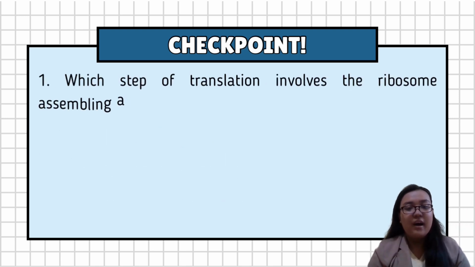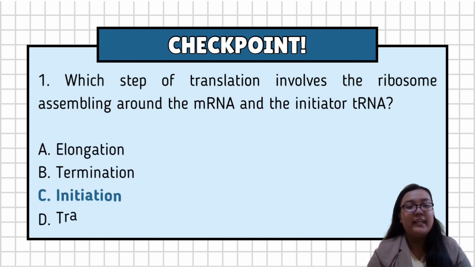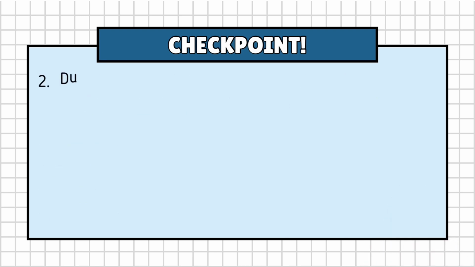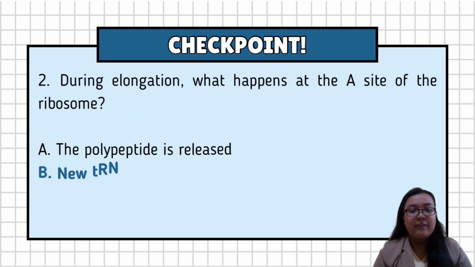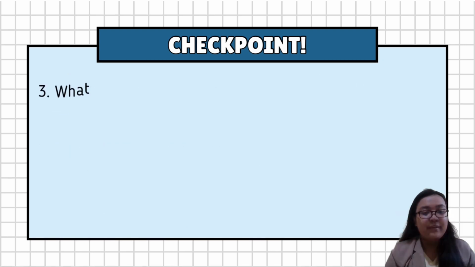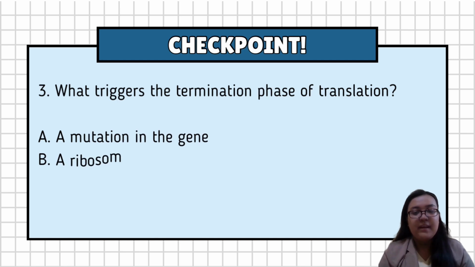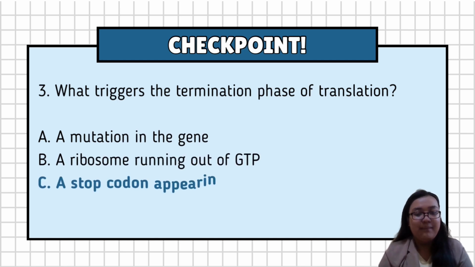So the correct answers are, for number 1, which step of translation involves the ribosome assembling around the mRNA and the initiator tRNA? The answer is C. Initiation. For number 2, during elongation, what happens at the A site of the ribosome? The answer would be B. New tRNA with an amino acid enters. And lastly, number 3, what triggers the termination phase of translation? The answer would be letter C. A stop codon appearing on the mRNA.